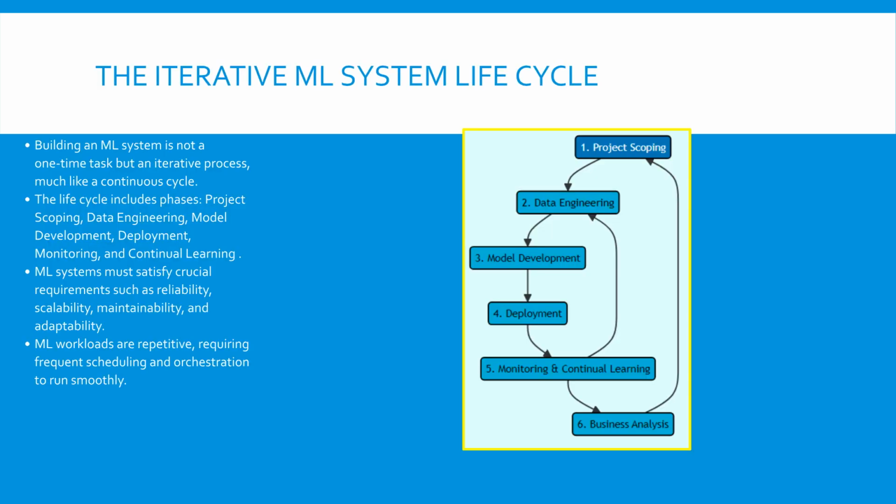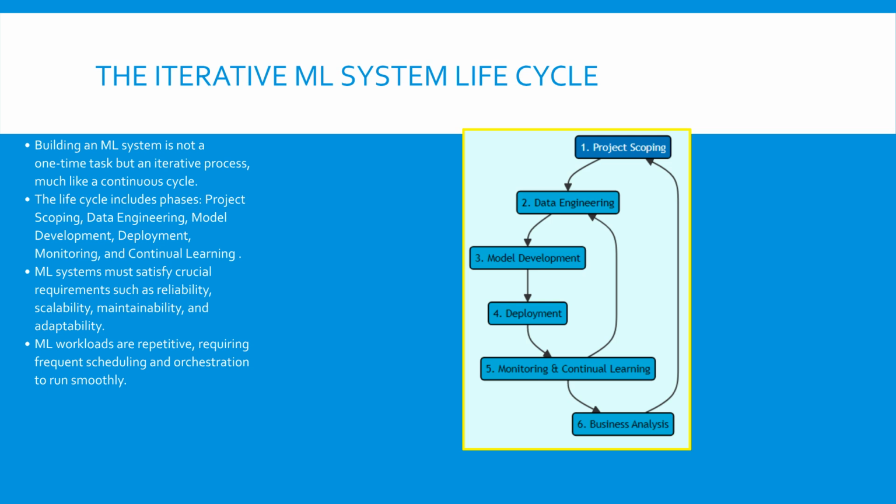Let's get started. When we talk about maintaining and evolving ML systems, we are referring to the entire lifecycle of an ML project, which is highly iterative. Unlike traditional software development, where a product might be considered done once it meets requirements, ML systems are constantly cycling through different stages. The core phases include planning the project, preparing the data, actually building and training the model, deploying the system so users can access it, monitoring how it performs in the real world, and then continually learning and updating the model based on new information.